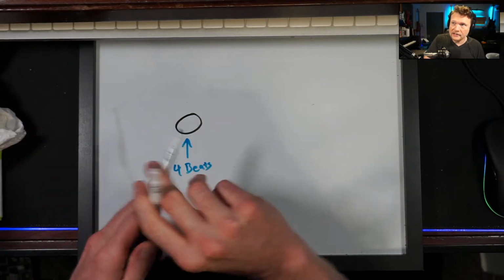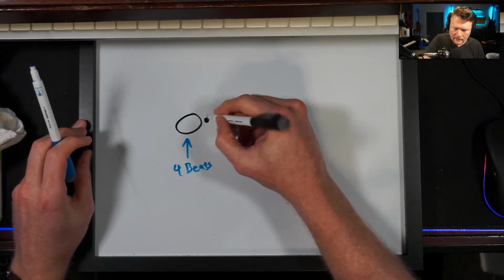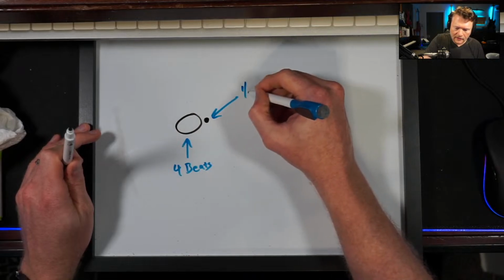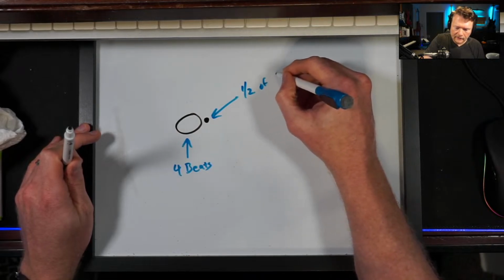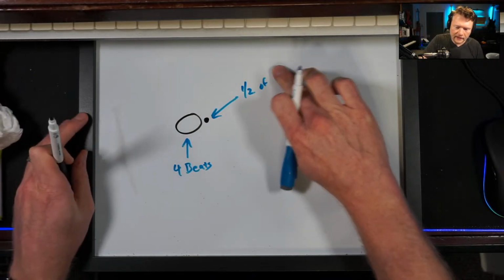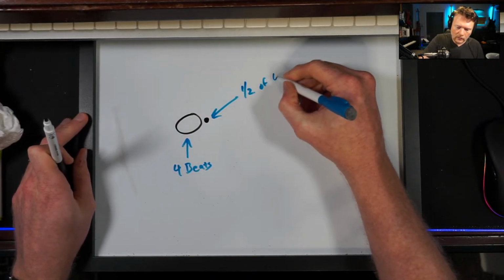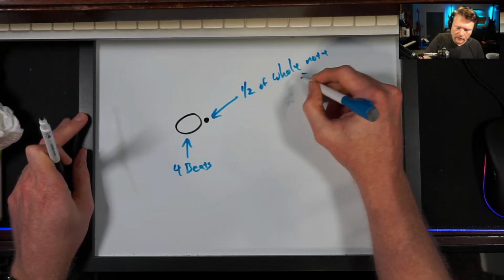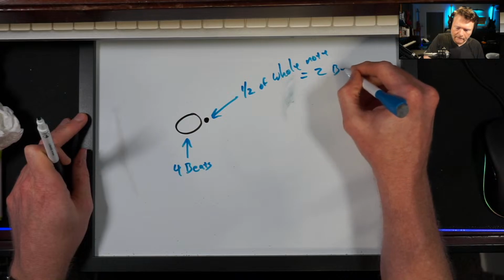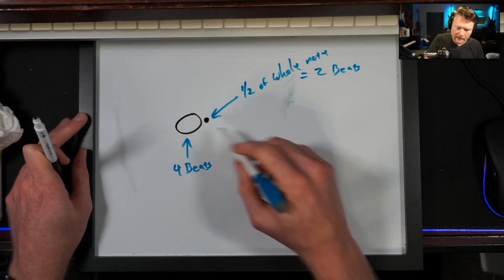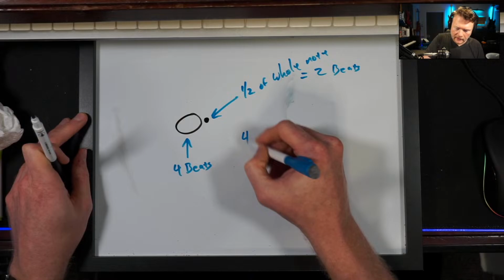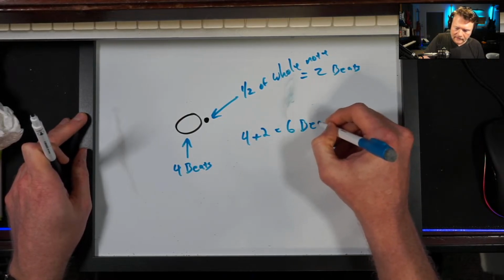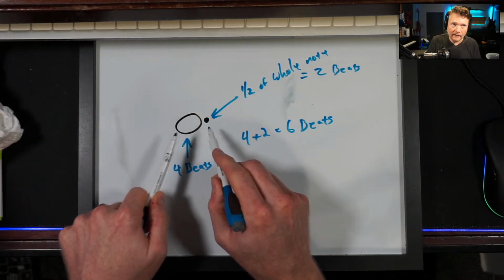And then we have our dot right here that is going to be worth half of that. So half of 4, or half of the whole note, which is equal to 2 beats. So this whole thing is basically 2 plus 4, or 4 plus 2, I guess, equals 6 beats. So we're just taking half of whatever it's attached to.